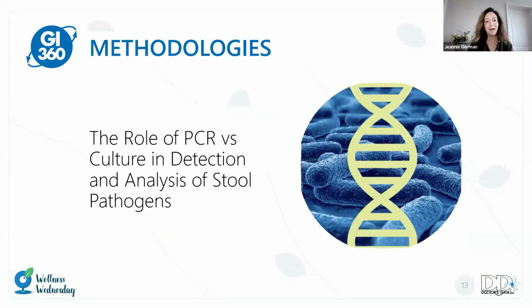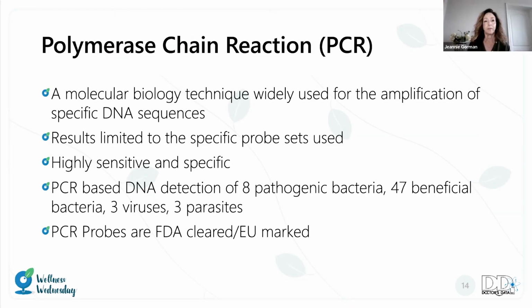The methodologies that we use in terms of how this test is analyzed: we start the section with the beneficial microbiome using PCR. I wanted to identify what PCR is and how it varies from culture when we are analyzing a stool. PCR is a technique used for the amplification of specific DNA sequences. The results are limited to very specific probe sets used. So we are looking for very specific fish with a very specific hook, and that is the way we describe it. The probes are highly sensitive, 95%, and very specific, 99%. That is the benefit of using PCR.